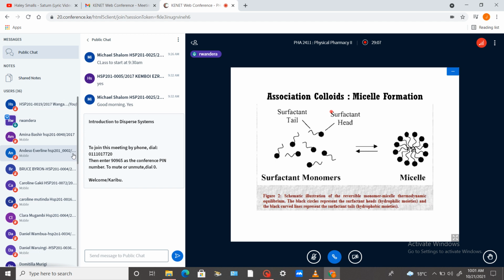So this is just to further illustrate the composition of your amphiphiles. You have a hydrophilic head and a hydrophobic tail that aggregate together to form a micelle when the concentration is above the critical micelle concentration. So association colloids are composed of micelles.